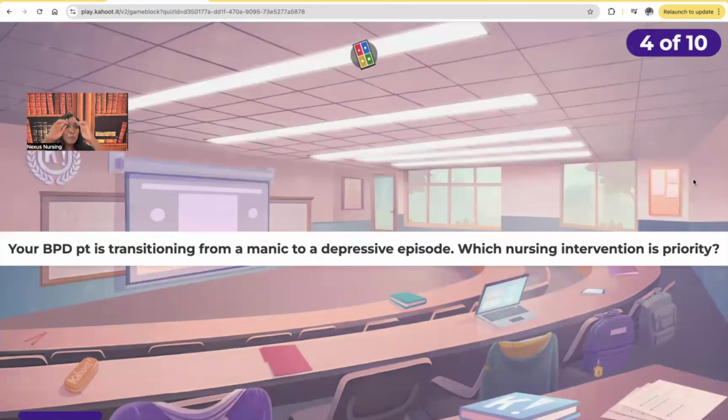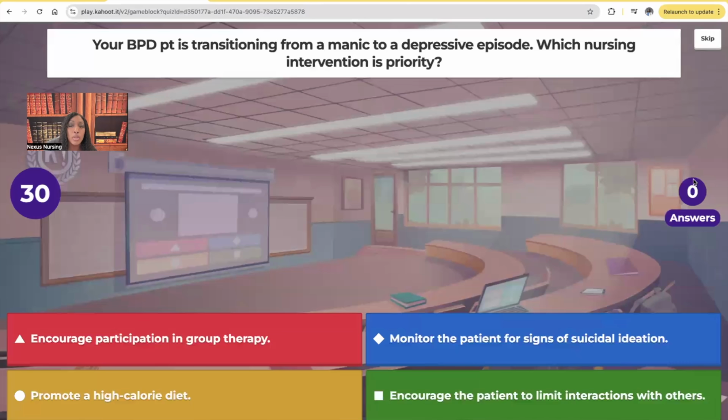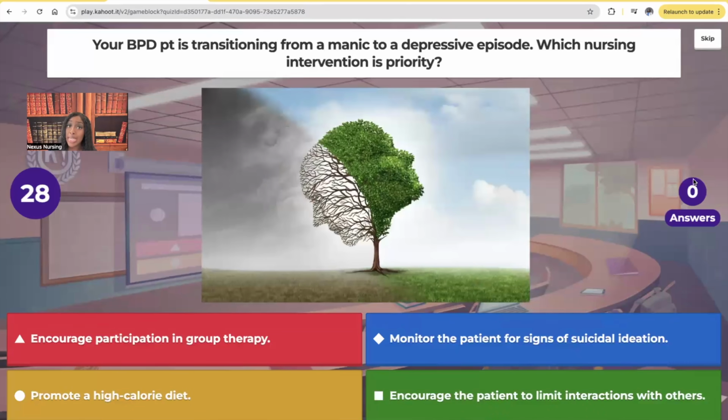Okay, next question. Your bipolar disorder patient is transitioning from a manic to a depressive episode. Which nursing intervention is a priority? Here are your choices. Encourage participation in group therapy, monitor the patient for signs of suicidal ideation, promote a high-calorie diet, encourage the patient to limit interaction with others.